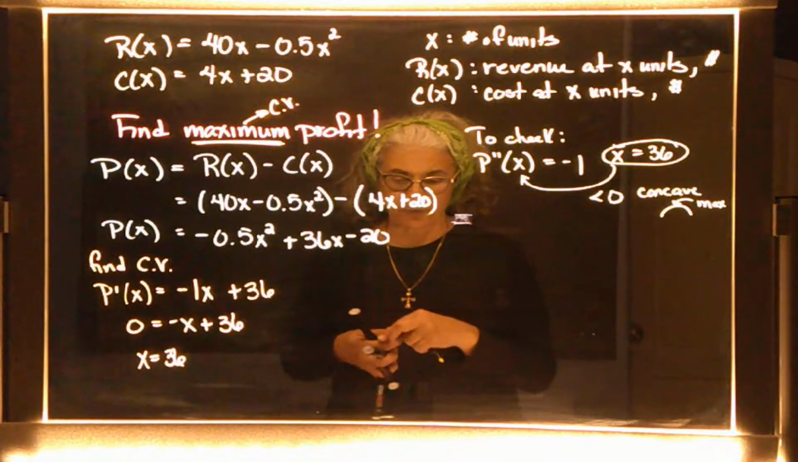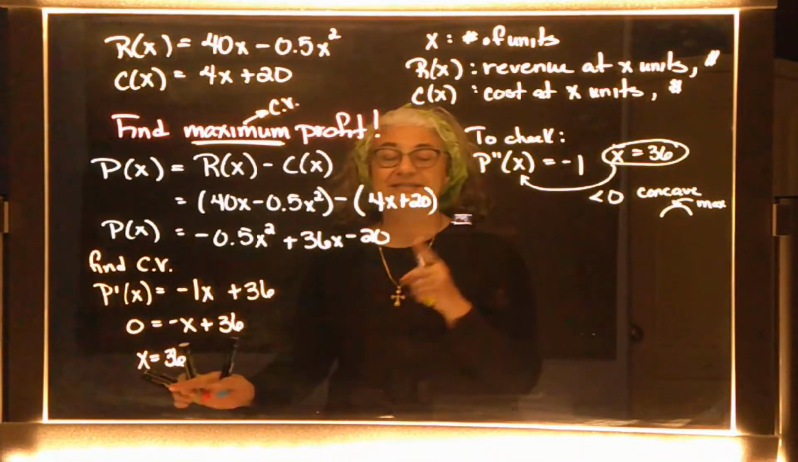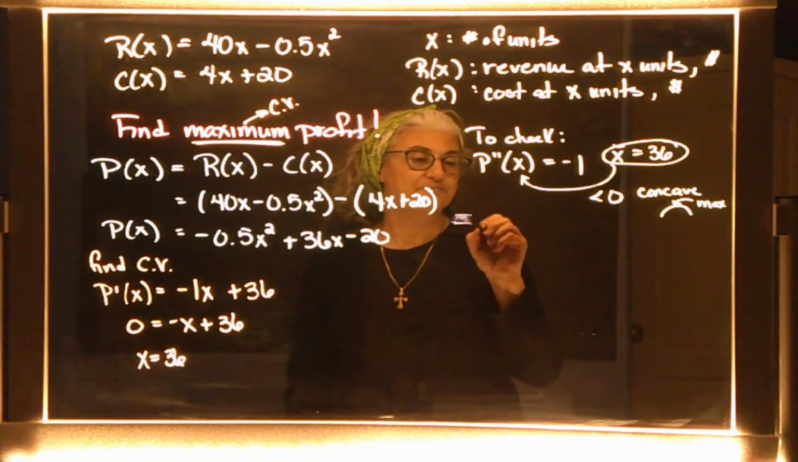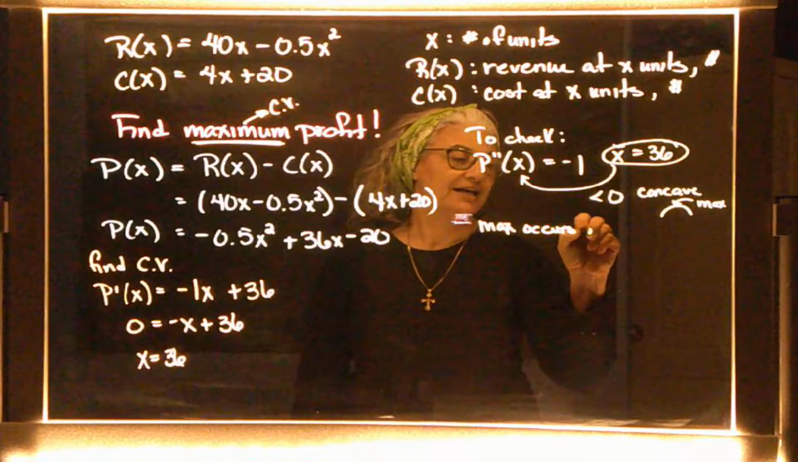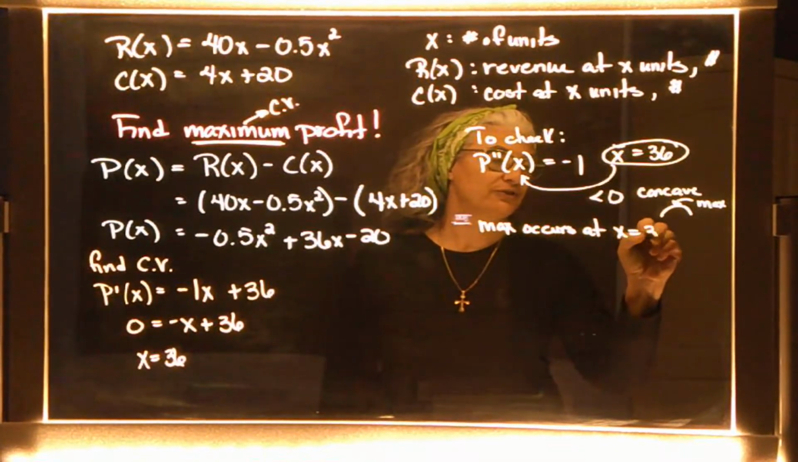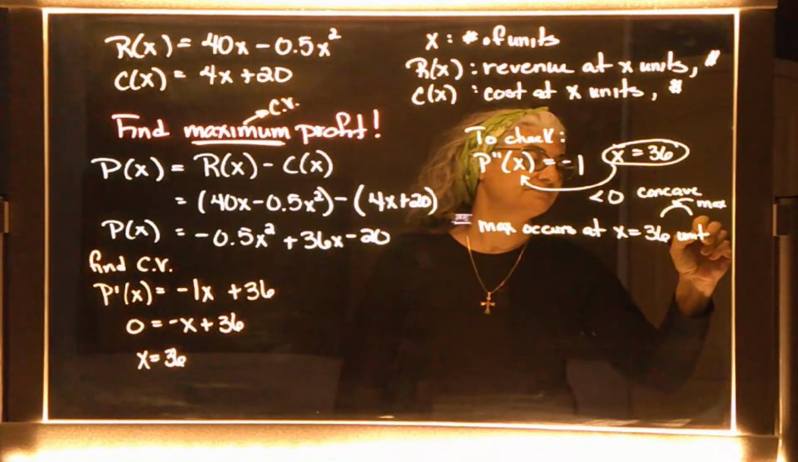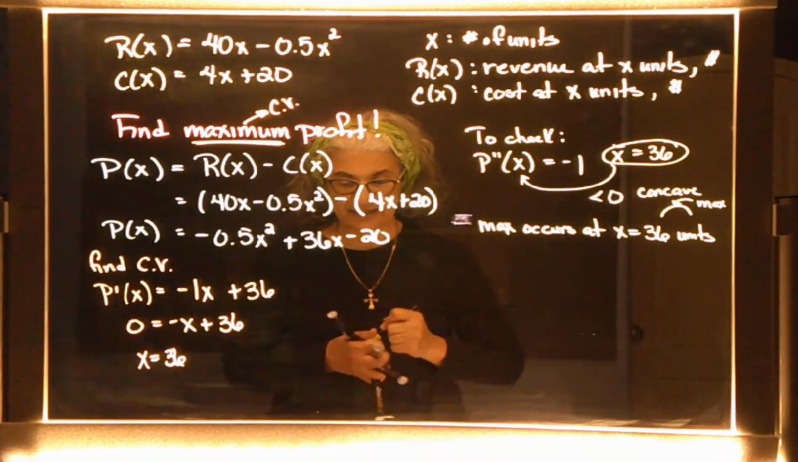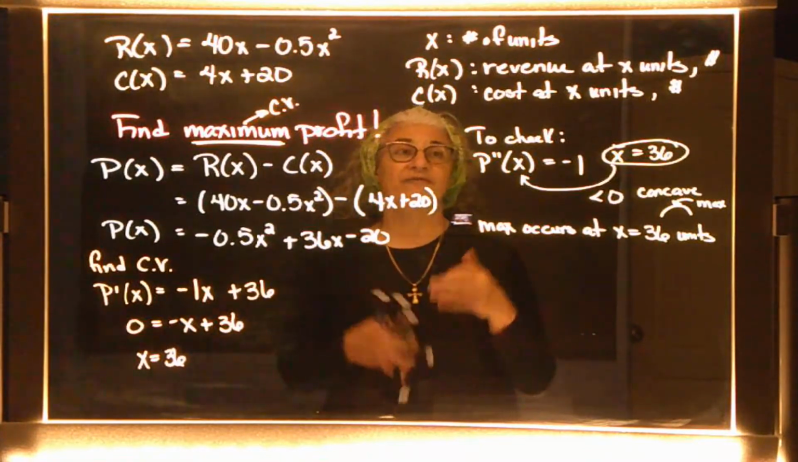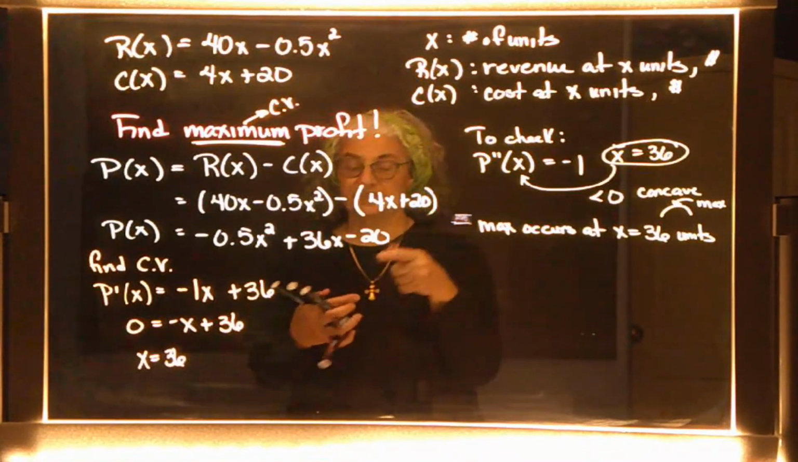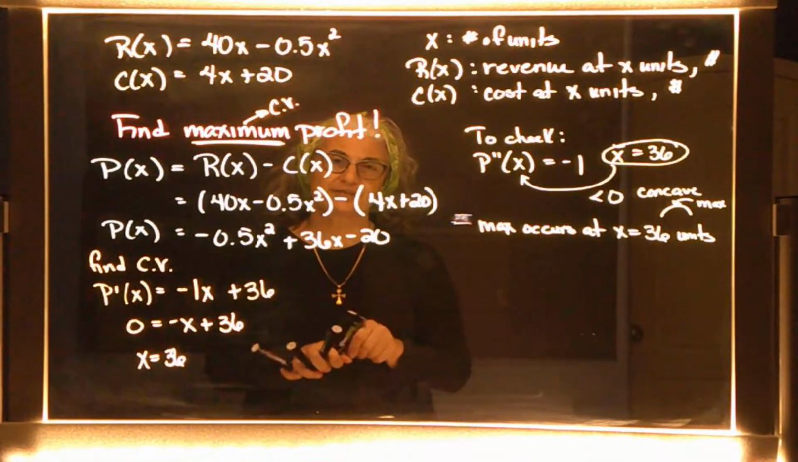All right, so we found that the max occurs at x equaling 36, so 36 units. And let's see, they actually want us to find the maximum profit. So what are you going to have to do to find the max profit? Good. Just like we did before.